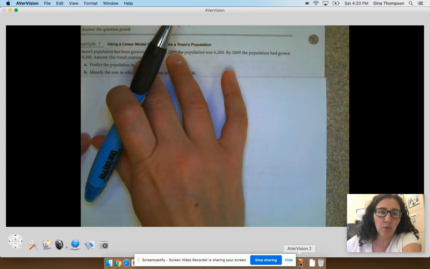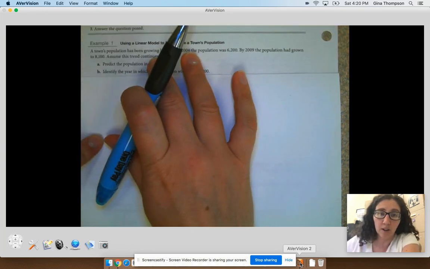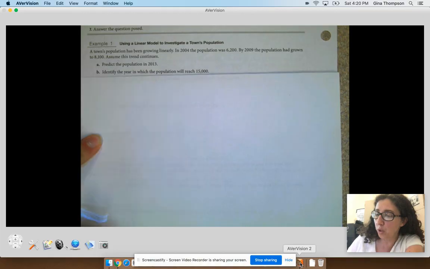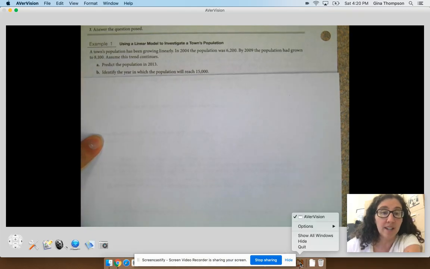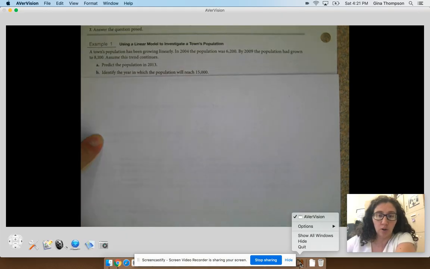Right, in this section, it's really just a few word problems that are similar to ones that we've already done. So let's just work through a word problem that's going to be similar to the ones in your assignment. We've got a town's population, and it's growing linearly.